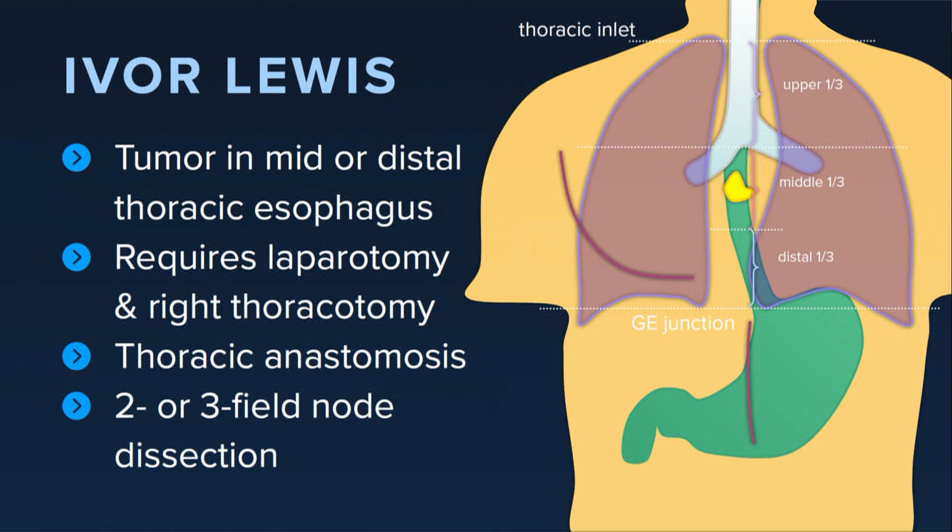Now again, because a knowledge of the surgery is important, with esophagectomy, there's two primary procedures performed in the States. There's the Ivor Lewis, which basically is used for middle to distal third esophageal tumors.